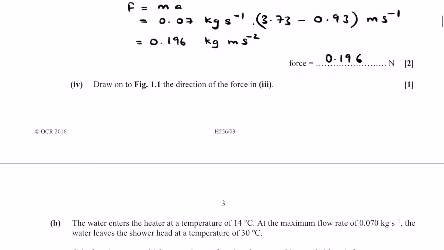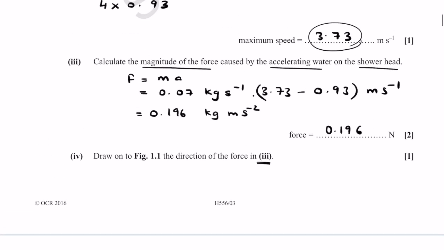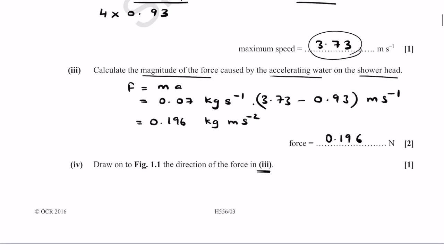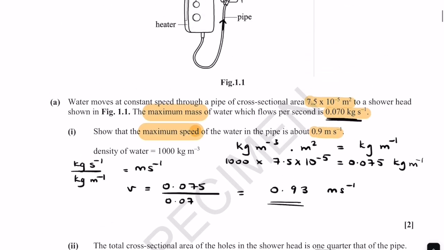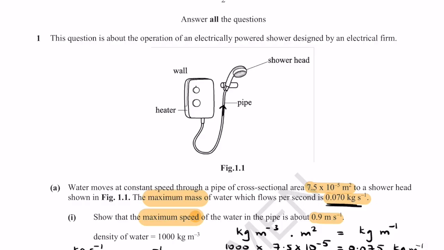Now, as I said, for this one we just have to draw the direction of the force in part III. It is the force caused by the accelerating water on the shower head, which will be basically perpendicular to the head.